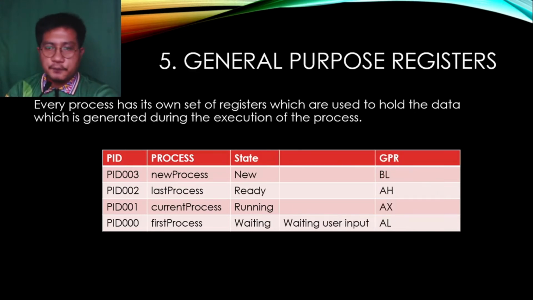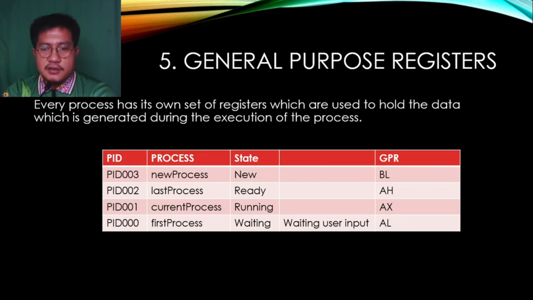Okay. And then the fifth one is general purpose registers. Every process has its own set of registers which are used to hold the data generated during the execution of the process. See, we have this example with PID 000, 001, 002, and 003.